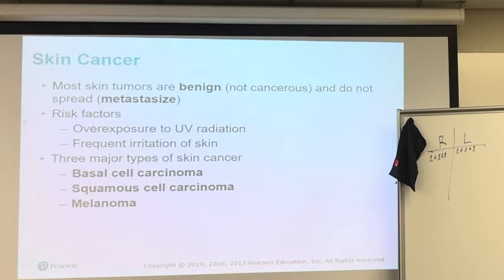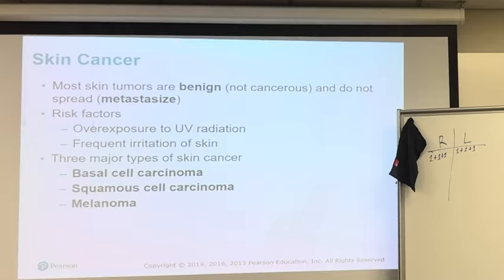So now let's talk about skin cancer. Most tumors are actually what? Benign. Do you know what we mean when we say benign and when we say metastasize? What is the difference between benign and metastasis? Benign is localized. They stay in one place. What about metastasize? They can actually spread from one place to another place.